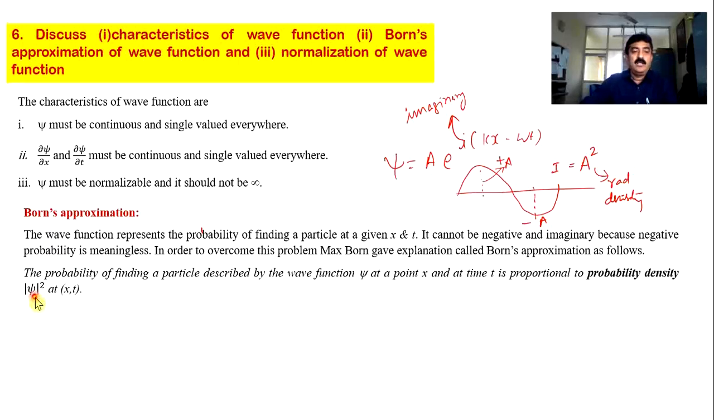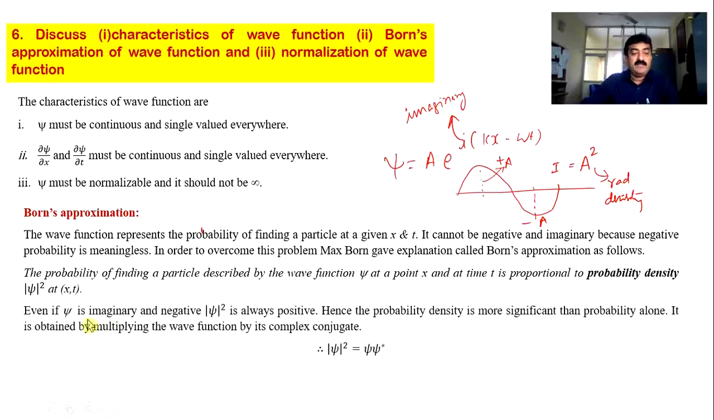What does he say? The probability of finding a particle described by the wave function psi at any point x and t is proportional to a parameter called probability density, that is modulus of psi square at x comma t. Even if psi is imaginary and negative, modulus of psi square is always positive. Why? Because when you multiply psi by its complex conjugate psi star, imaginary becomes real. And when you take modulus, negative also becomes positive. Therefore, he says probability density is more significant than probability alone.